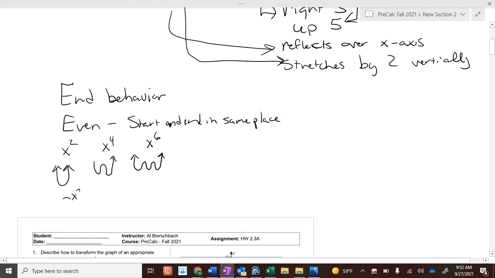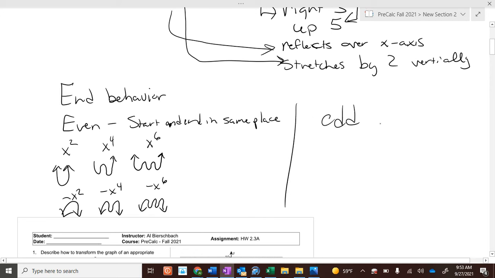If it's negative x squared, what happens? Both are down. Negative x to the 4th, negative x to the 6th. Okay? You get the gist of what's going on there, right? There's just that many more humps to it.